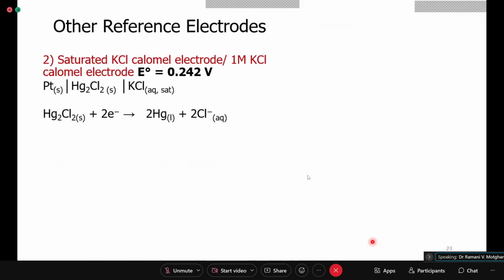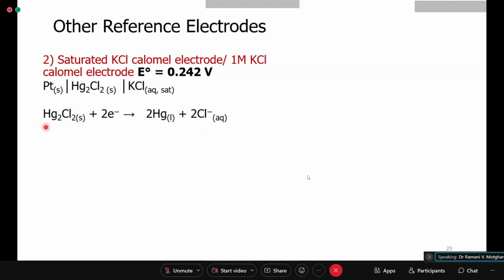Then we saw a standard hydrogen electrode. The other reference electrodes are the saturated KCl calomel electrode, or you may also have a 1 molar KCl calomel electrode. For a KCl saturated cell, the half cell is represented as platinum, Hg2Cl2. Then a double line is a salt bridge. So when you have two parallel lines, it indicates a salt bridge or the frit connection.